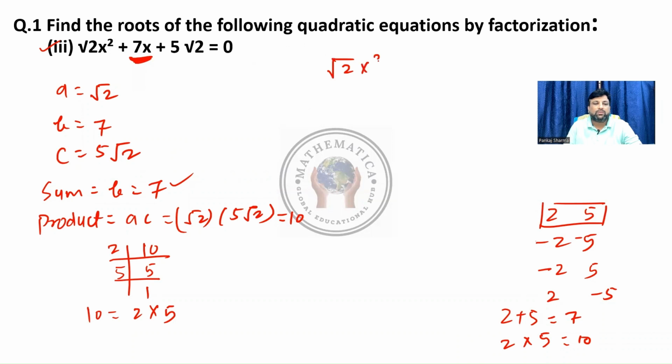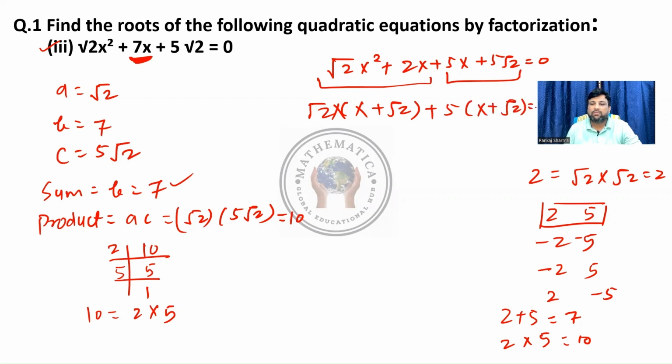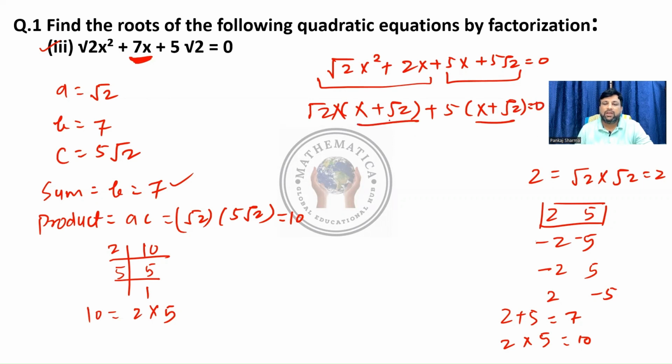So we can say that root 2x square plus 2x plus 5x plus 5 root 2 is equal to 0. Here students have a problem because root 2 is given. So please keep in mind, in earlier classes we already learned 2 we can also write as root 2 into root 2, that is equal to 2. So if I take root 2 common between these two terms, it will become root 2x, so it will be x and it will become root 2. Similarly, between these two terms we can take 5 common, so it will become x plus root 2. So now you can see here we are getting the same x plus root 2, x plus root 2, after taking common. That means we are doing it correctly.